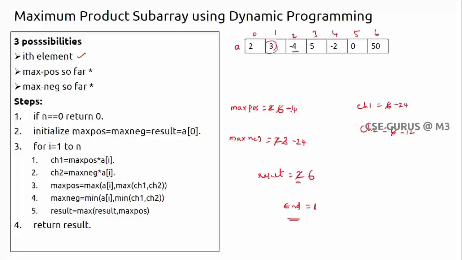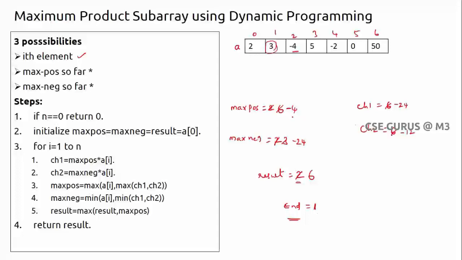So I told you, you cannot get the maximum value in the entire array; you are only getting it in result. You can see result equals maximum of result comma max positive. What is the result? 6. What is the max positive? 4, minus 4. So what is the maximum? 6 only. It's not updating, right? So I don't want to update end.